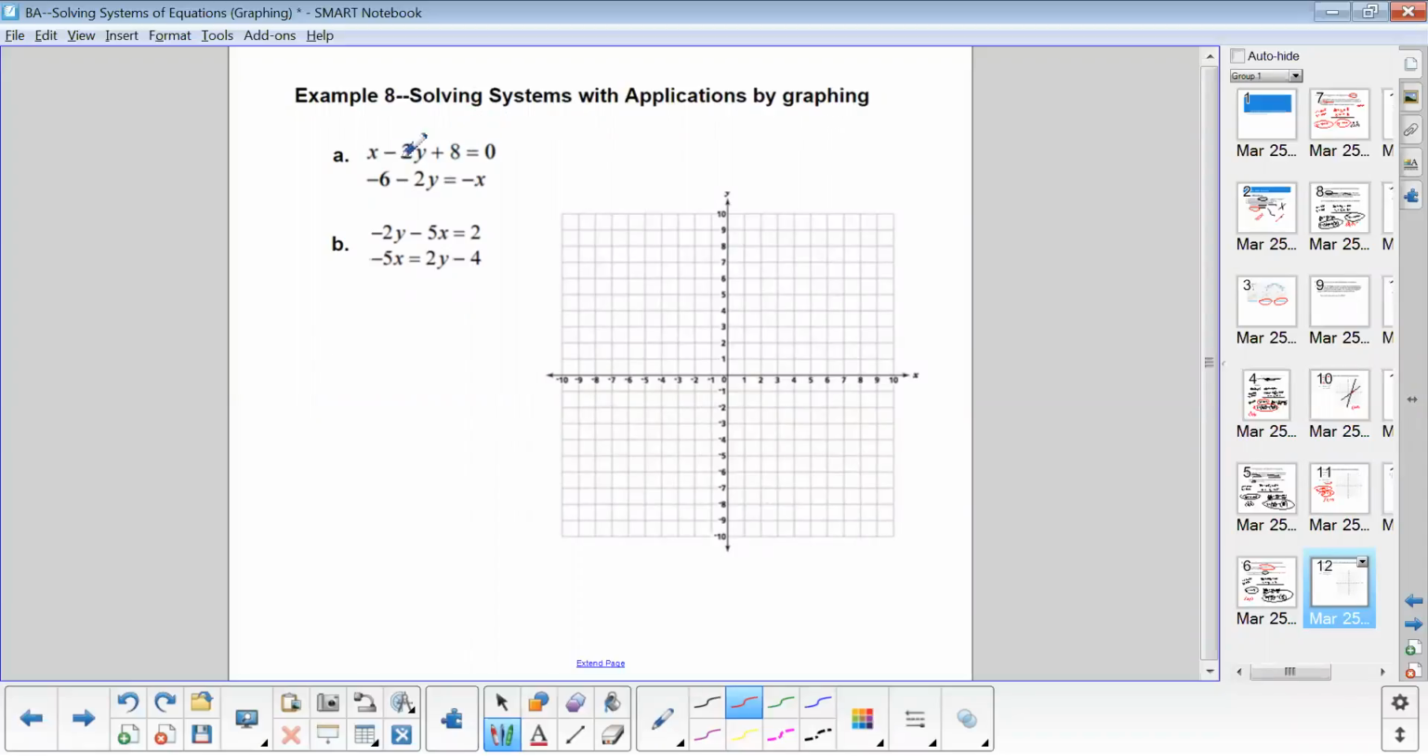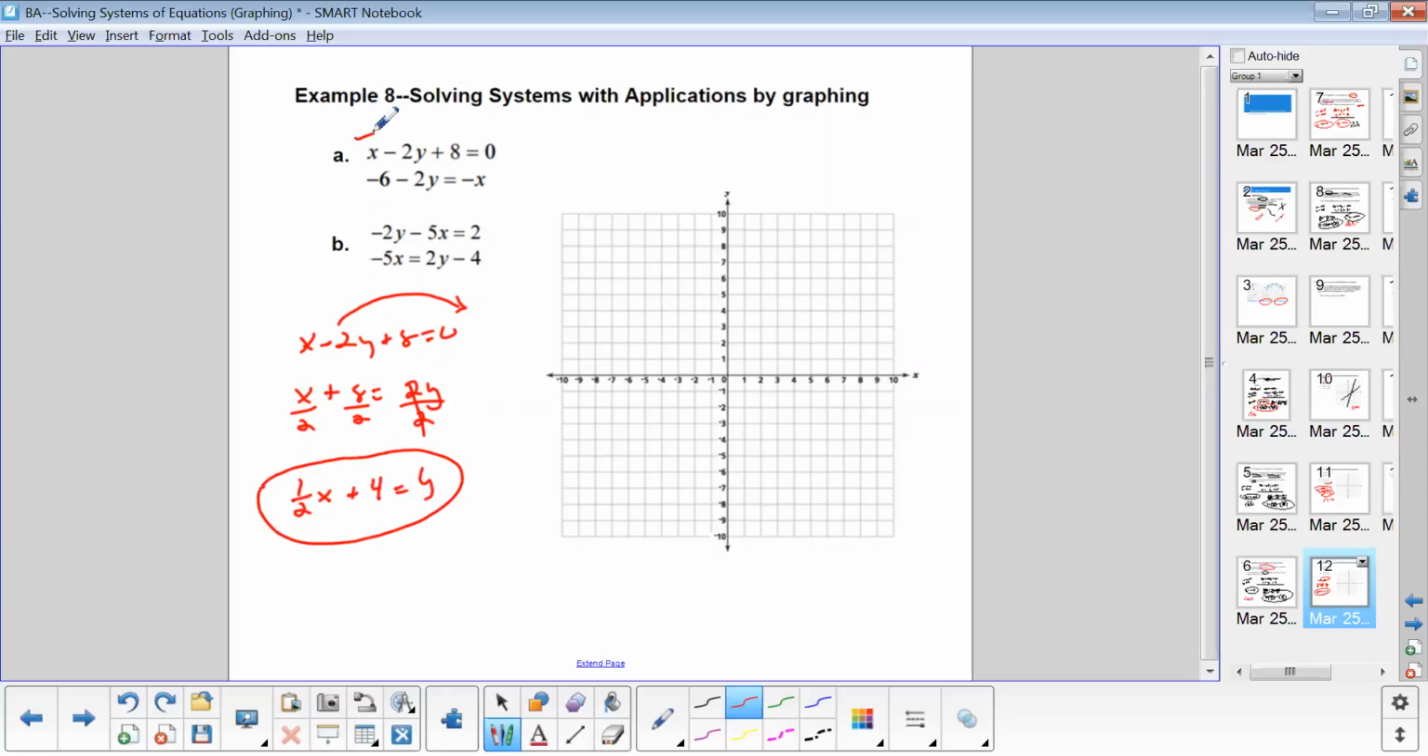Example 8, part A. Notice everything's set equal to 0. I'm going to add just the 2y over. So I'm going to leave the x plus 8. I'm going to move the 2y. It's minus 2y, so now it's positive 2y. And divide everything by 2. So I get 1/2 x plus 4 is equal to y. There's the top equation, this one right here.